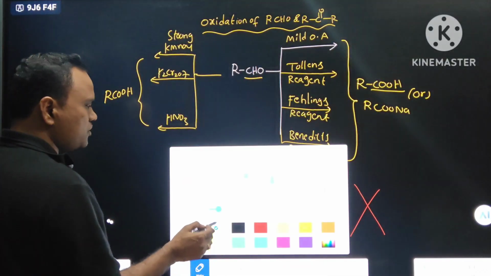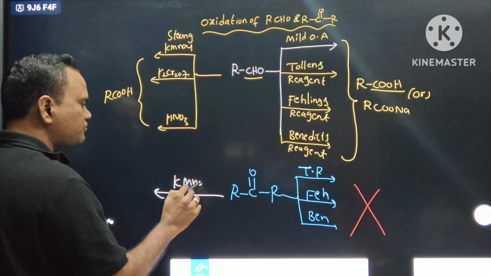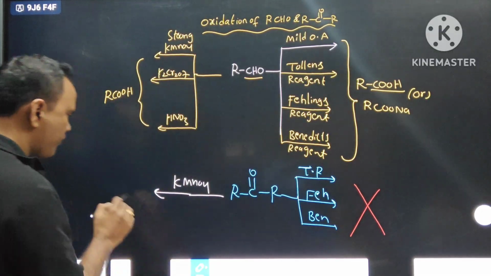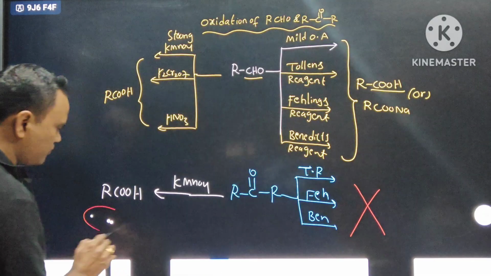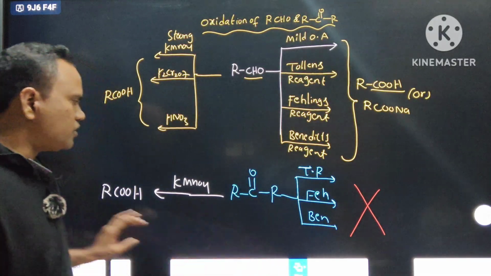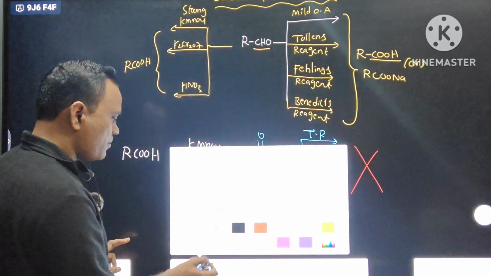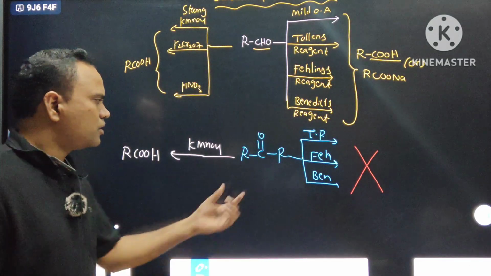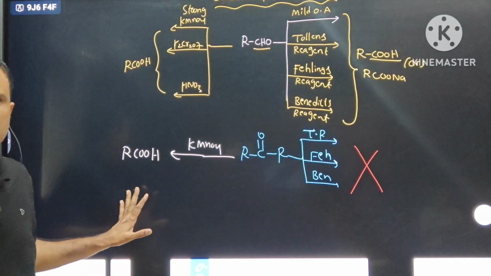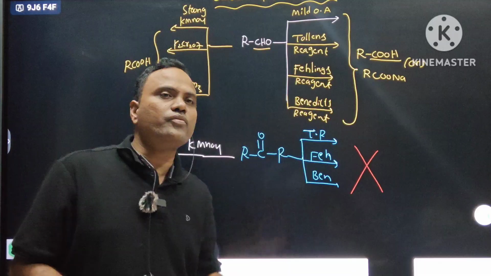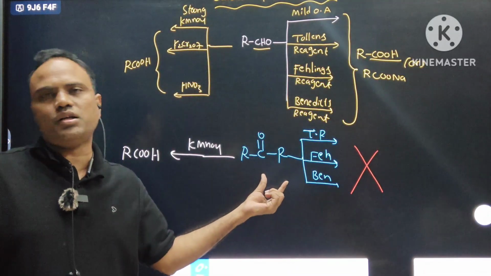But strong oxidizing agents like KMnO4 oxidize ketones to give carboxylic acid, and I will mention a very important point. Strong oxidizing agents like KMnO4 oxidize ketones to carboxylic acids, but with a smaller number of carbons. Very important point: fewer carbons compared to the parent ketone.